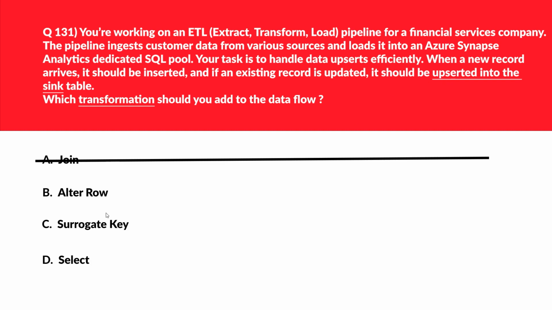Let's move to option C. C says surrogate key. Surrogate keys uniquely identify records but don't handle the upsert requirement, once again. So C is out. Let's move to option D. D says select. The select transformation, you might remember from the hands-on, is used for column selection, like which columns we want and which columns we don't want. We can delete columns for the final output, and hence select doesn't handle the upsert operation. So D is again out.